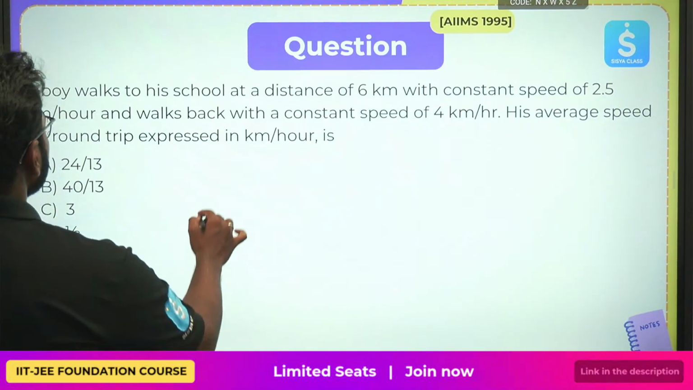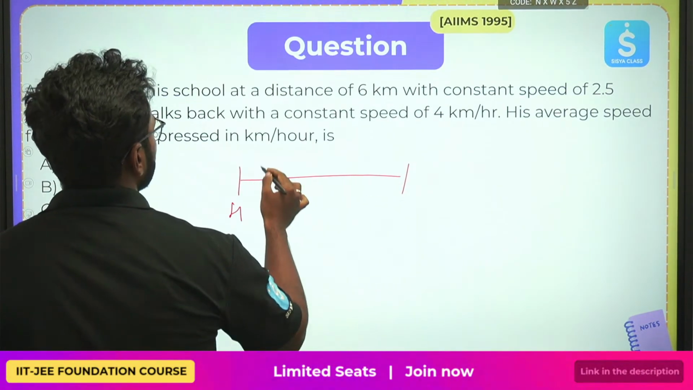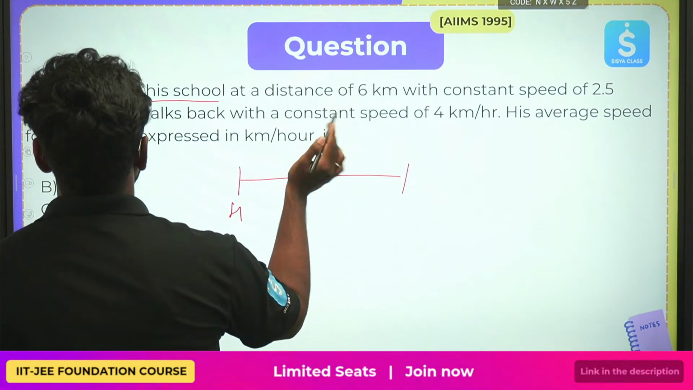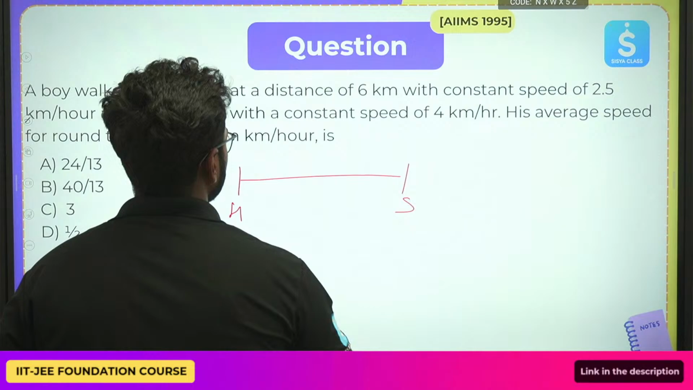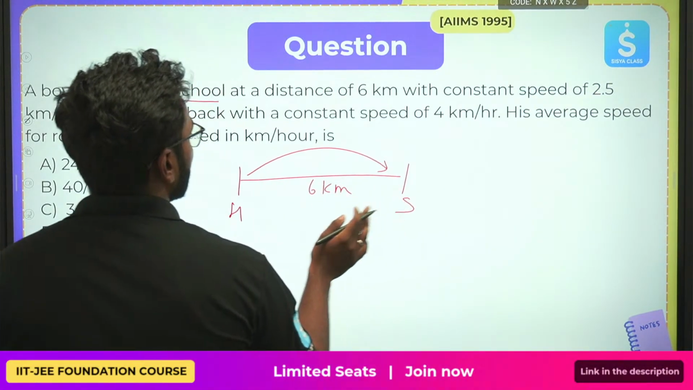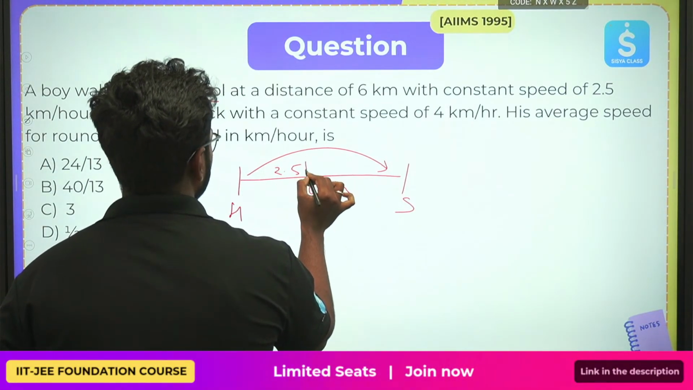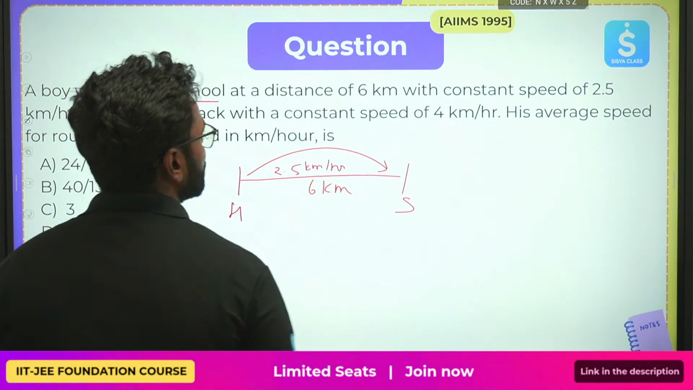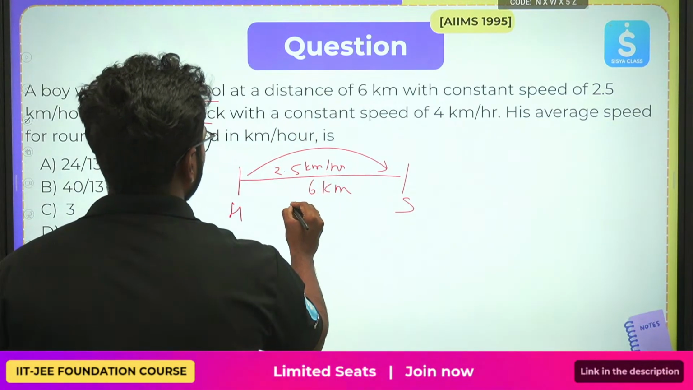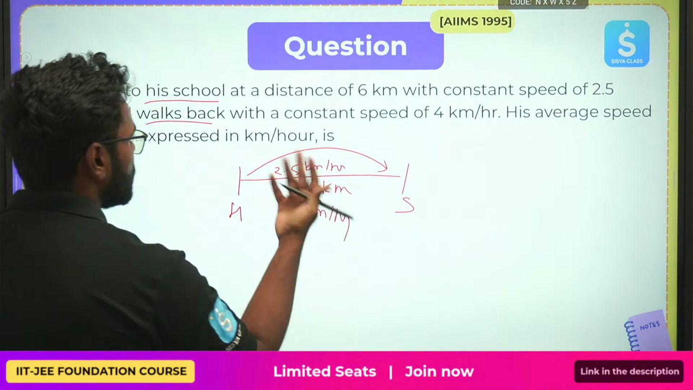So let me take his home and his school. He is moving this distance of 6 kilometers with a constant speed of 2.5 kilometer per hour. Now, he is coming back, and he walks back at a constant speed of 4 kilometer per hour. He is coming back faster. He wants to come home faster, so he is walking faster.